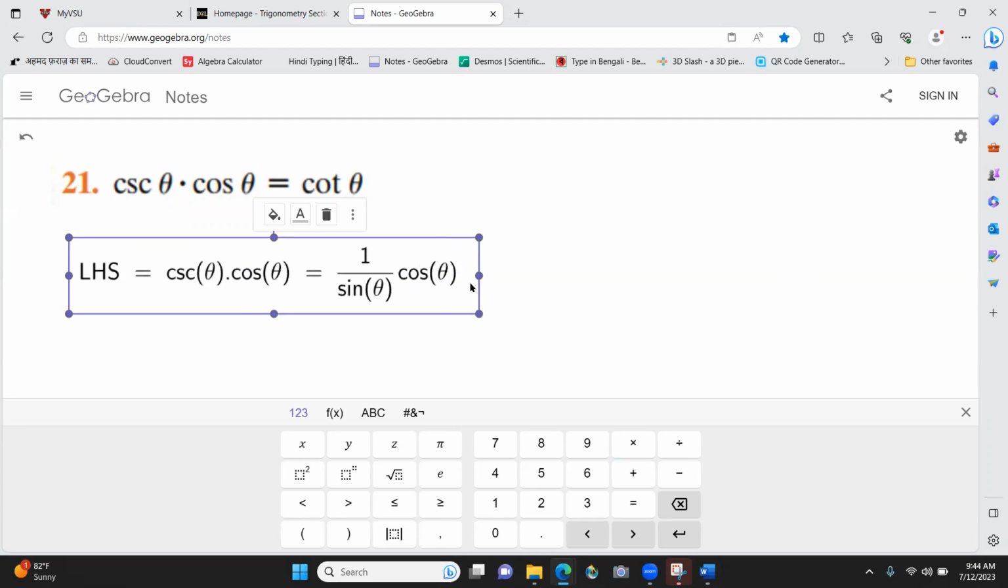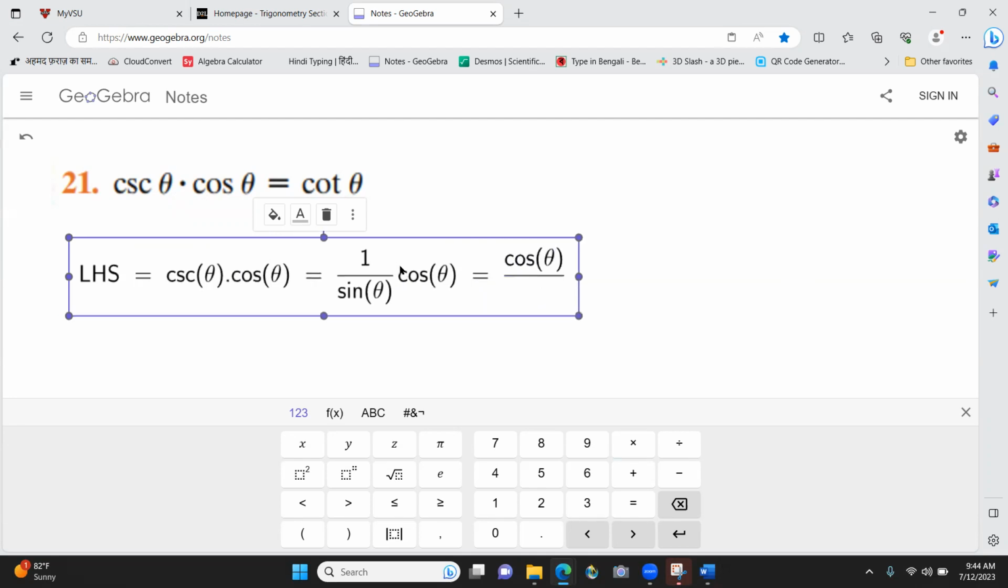Okay, things are already looking much better because I have a cosine theta here. Cosine theta times 1 is cosine theta. And divided by sine theta is still there, didn't do anything with it. And clearly this is cotangent theta. Why? Because that's the definition of cotangent theta, and that's equal to the right-hand side.